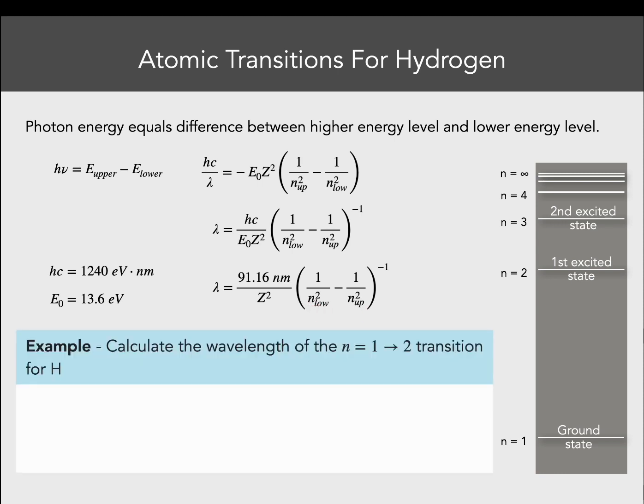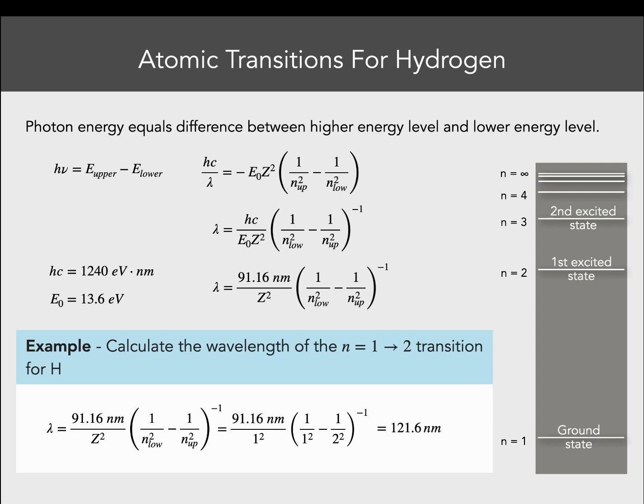So pretty simple formula. Let's use it to calculate the wavelength of light when an electron transitions between the ground state and the first excited state, or the n equals 1 to 2 levels. So there we go. Plug in z is 1, plug in the lower state is 1, the upper state is 2, calculate it, and you get 121.6 nanometers, which is in the ultraviolet. So if a hydrogen atom had an electron sitting in the first excited state, it goes down to the ground state, it's going to emit an ultraviolet photon.